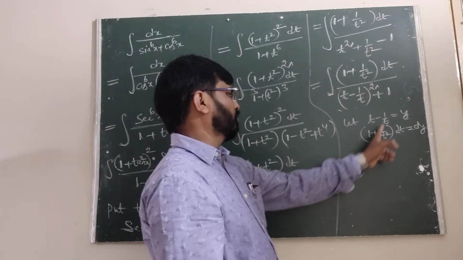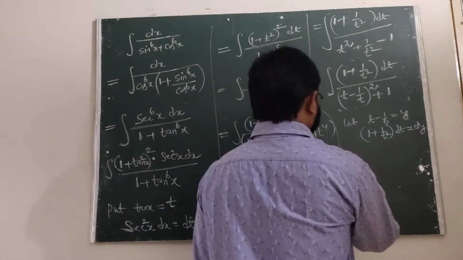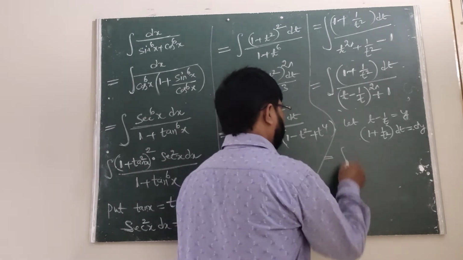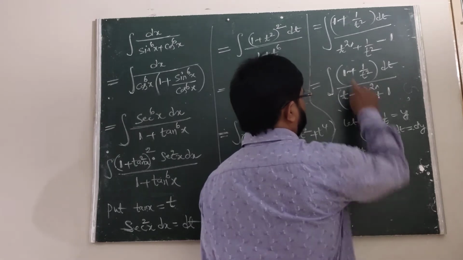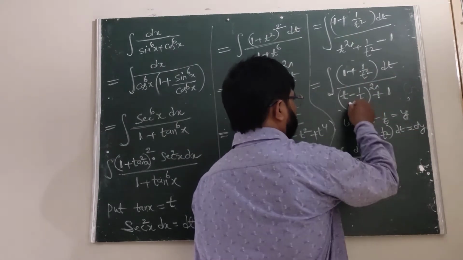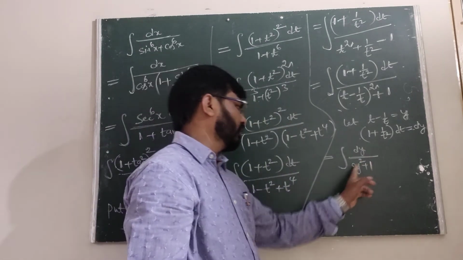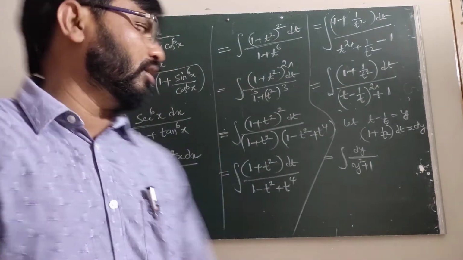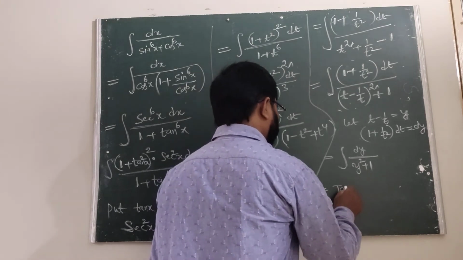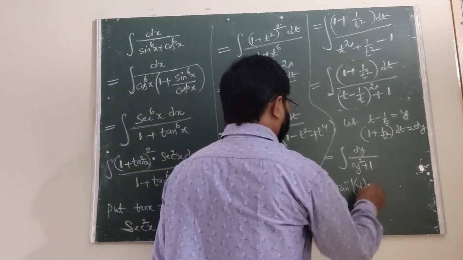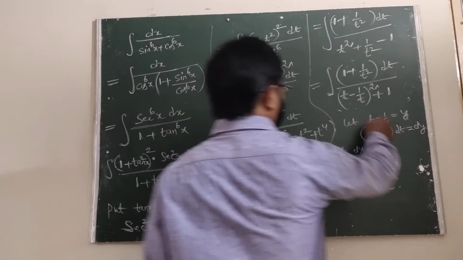The derivative of t minus 1 by t: 1 plus 1 by t square dt equals dy. Therefore the integral is dy over y square plus 1. We know dx by 1 plus x square is tan inverse of x plus c. So this is tan inverse of y plus c, where y is this one.